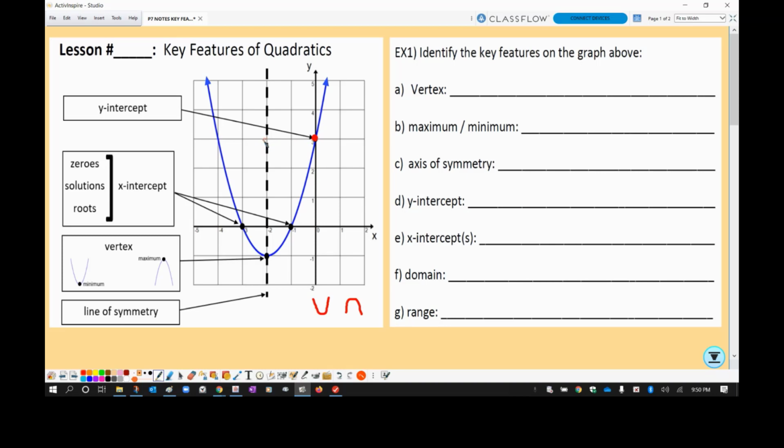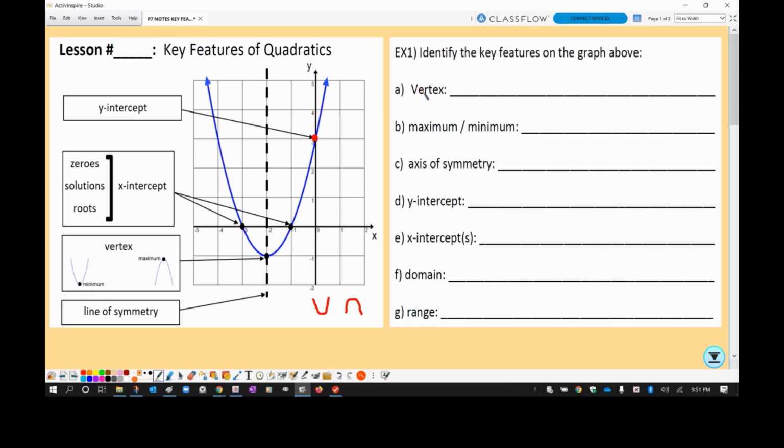Also, you can notice right here, for example, I have a point with a distance of 1, 2, and on the other side, I have another point, 1, 2. So you see the reflection happening all the way up and down. So there you go. Those are the key features of a quadratic. Now, in the problems today, we're going to identify the key features of these graphs.